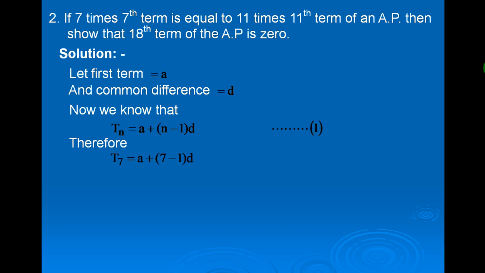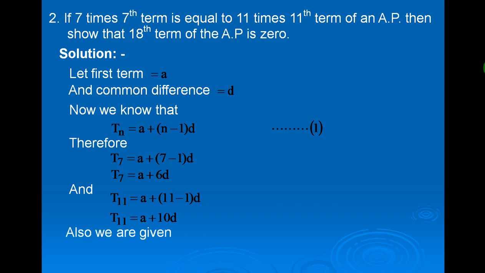Therefore, T7 is equal to A plus 7 minus 1 into D, that is, 7th term is equal to A plus 7 minus 1 into D. Now 7 minus 1 becomes 6. Therefore T7 is equal to A plus 6D. And T11 is equal to A plus 11 minus 1 into D. 11 minus 1 becomes 10. Therefore T11 is equal to A plus 10D.